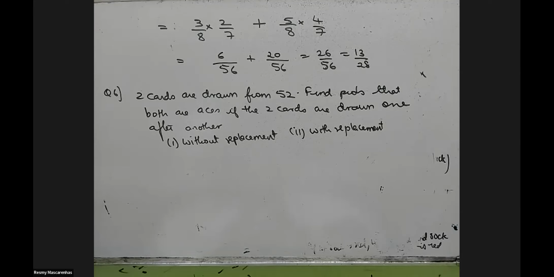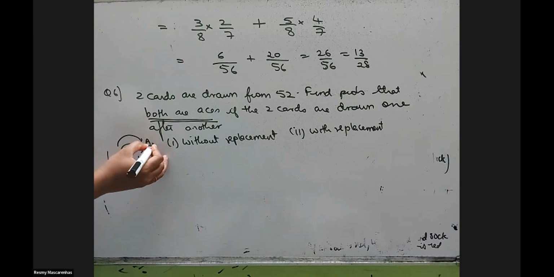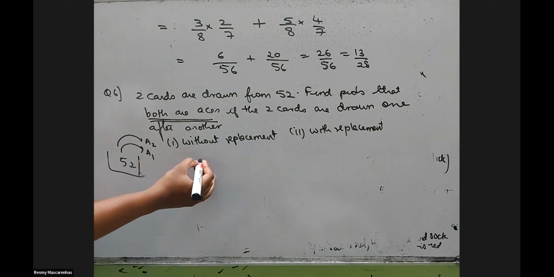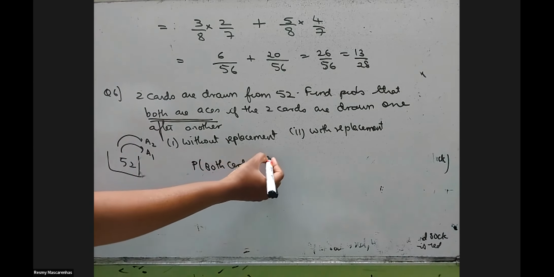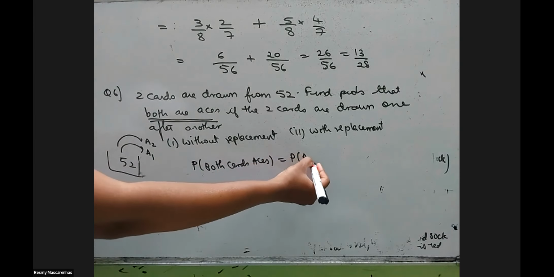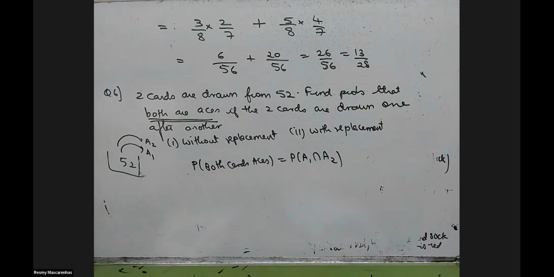There are 52 cards. Out of 52, two cards have to be drawn and both have to be aces. So first ace 1 and then ace 2. Both have to be aces. We have to find the probability of both aces. Means what? Probability that ace 1 and ace 2. First card is also ace and second card is also ace.